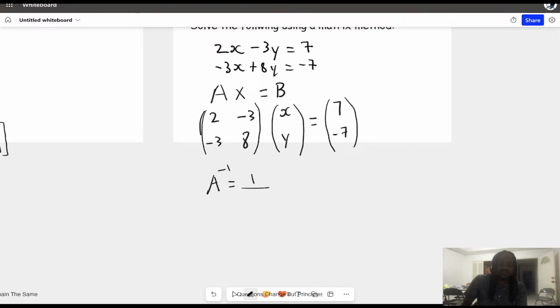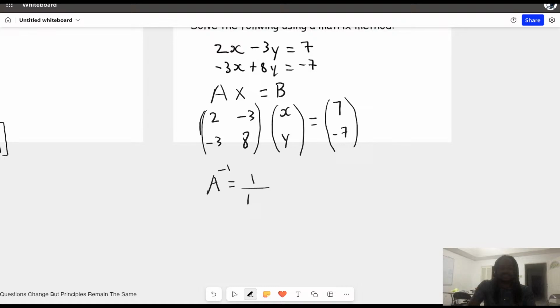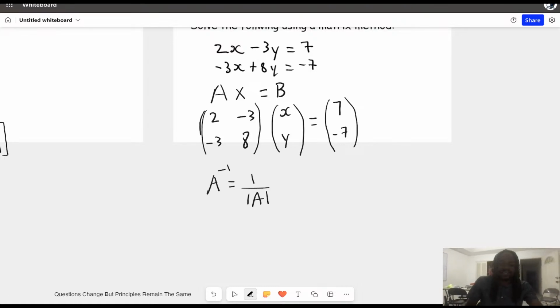It's 1 over the determinant. Remember, that's how we write determinant. So that's 1 over the determinant, and then you multiply that by the adjoint.